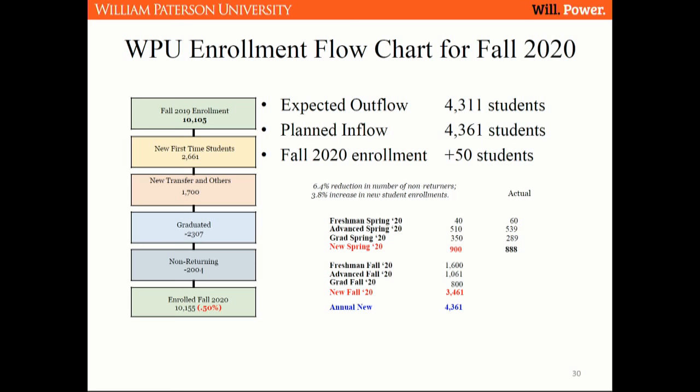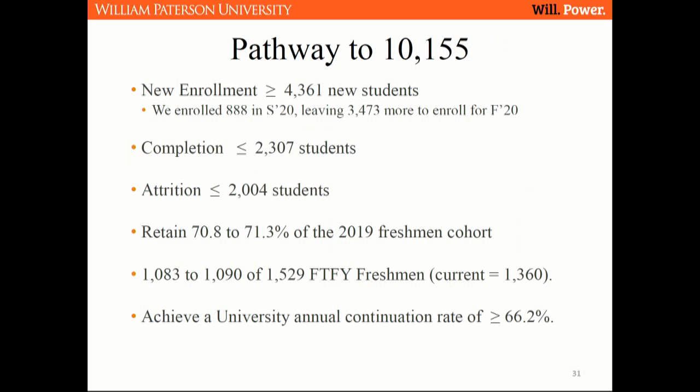So the pathway there is, I think I probably just said it all, but the pathway is a new student enrollment of 4,361. The 888 we had in spring, 3,473, that's with the 12 added in, needed to meet the goal for admissions. This is not the goal for enrollment, this is the admissions goal for the fall semester.